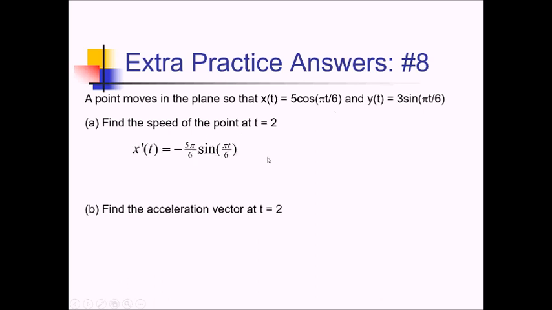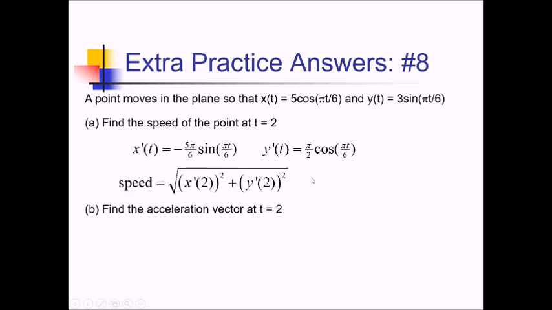There we go. And then for y prime, we have a tail of pi over 6 that we're going to get. So that's going to be 3 pi over 6, so pi over 2 cosine pi t over 6. So there's x prime, there's y prime. To get the speed, I need x prime of 2 squared plus y prime of 2 squared, all of that square rooted, like so. And this I'm just going to do on the calculator.